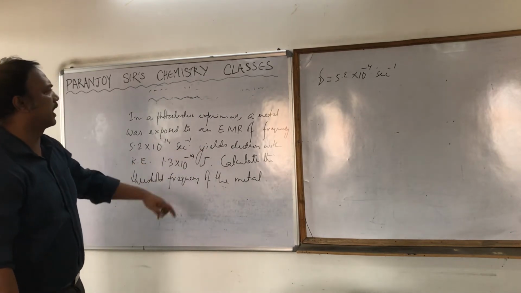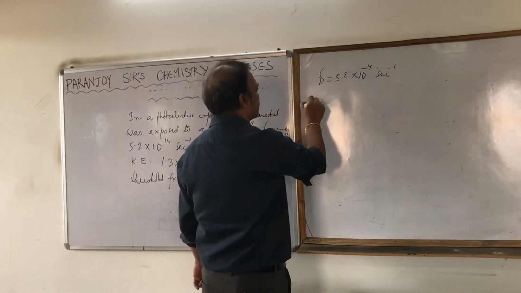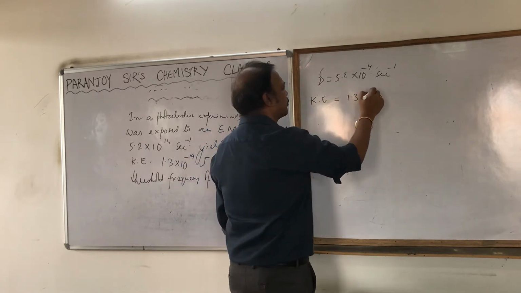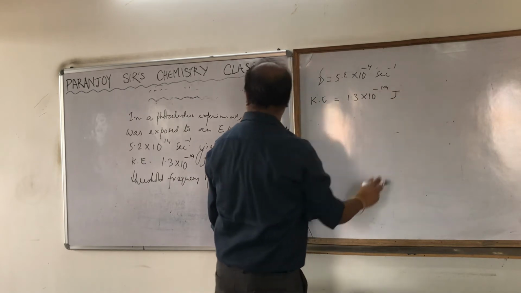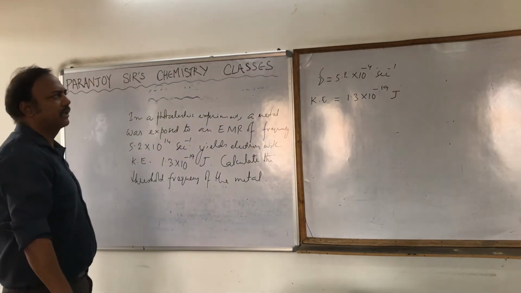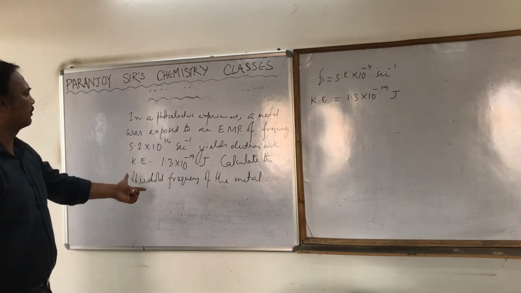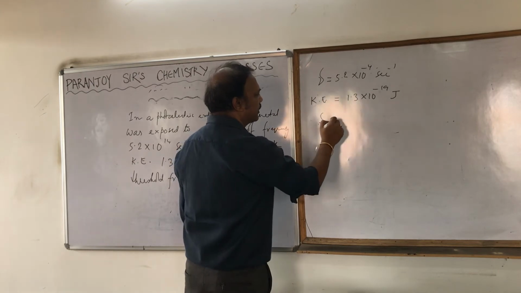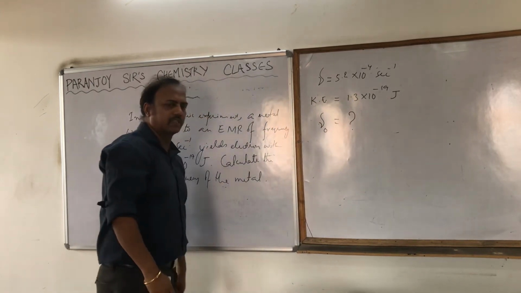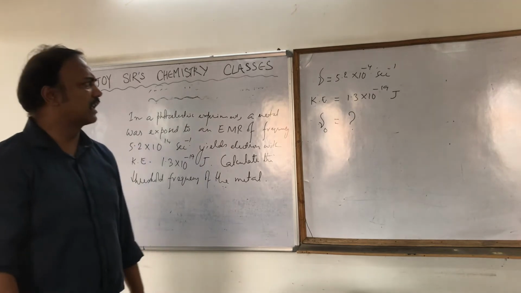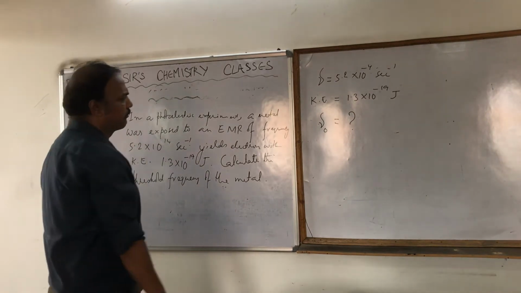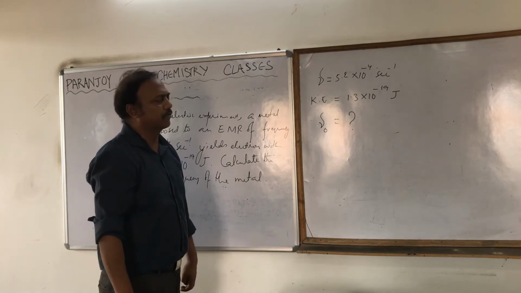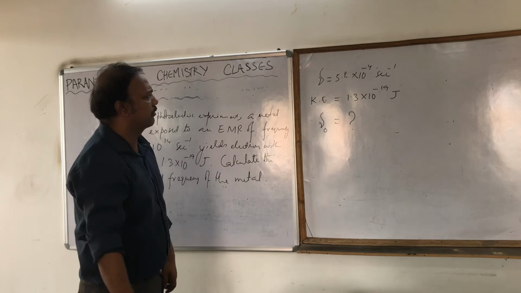It yields an electron with kinetic energy. The kinetic energy of the electron given is equal to 1.3 into 10 to the power minus 19 joule. I'm just framing the question. That is what every time I say, I call it framing. Calculate the threshold frequency of the metal. So we have to find out nu 0, that is the threshold frequency of the metal. That's the question first of all. And we understood that this question is related to the photoelectric effect. Now what do we know? What is the photoelectric effect equation?